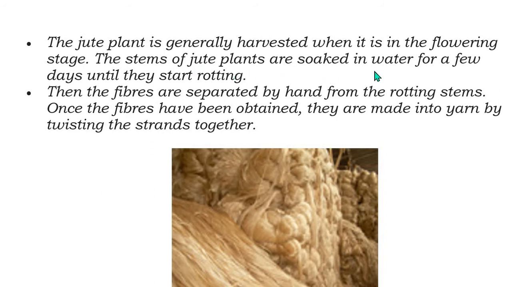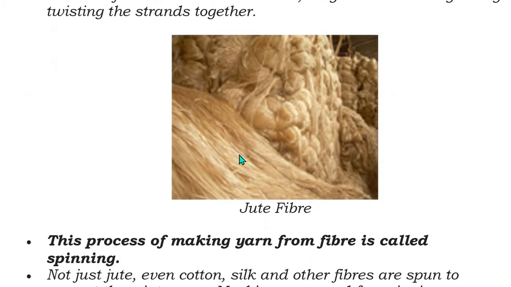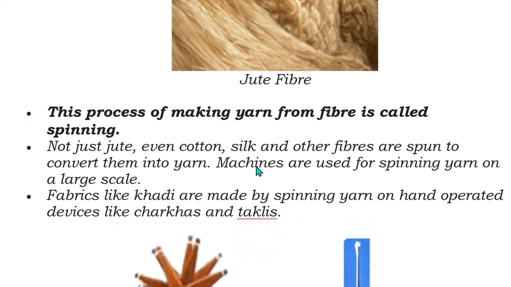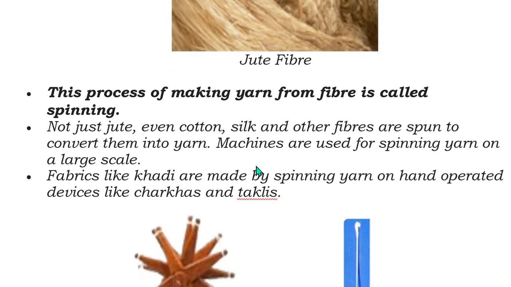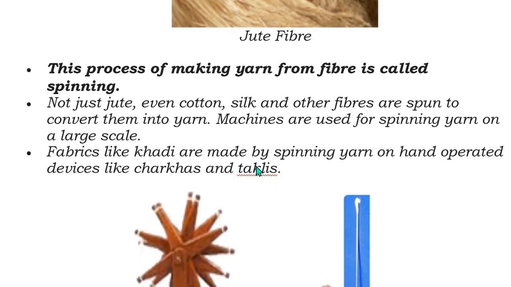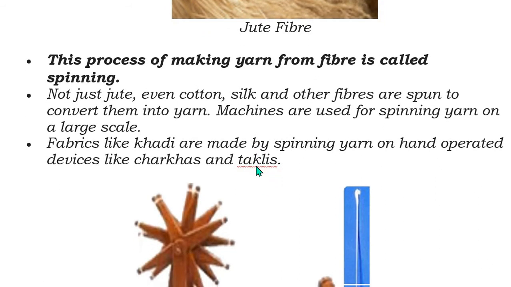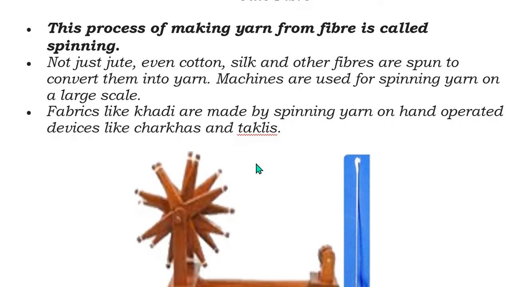The stems of the jute plants are soaked in water for a few days until they start rotting. This is rotted. Then the fibers are separated by hand from the rotting stems. Once the fibers have been obtained, they are made into yarns by twisting the strands together. Nowadays machines are used for everything, but in small villages the work is still done by hand. And this process of making yarn from fiber is called spinning.